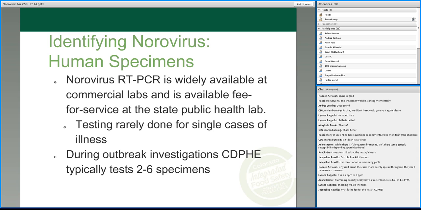And honestly, partially that's because it's a self-limited illness and a lot of people don't present to a healthcare provider for testing in the private healthcare world. And then from a public health perspective, knowing exactly what made one person sick isn't as meaningful to us. We're really focused on what's causing a larger burden of illness. And in terms of patient care, there's no specific treatment for norovirus besides maintaining hydration, so there isn't a clinical need to know. During an outbreak investigation, we typically recommend testing 2 to 6 specimens, so you have a range of specimens and hopefully can get some positives from that.